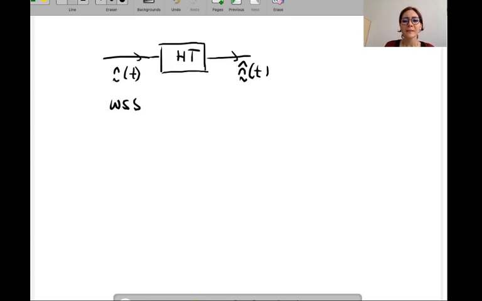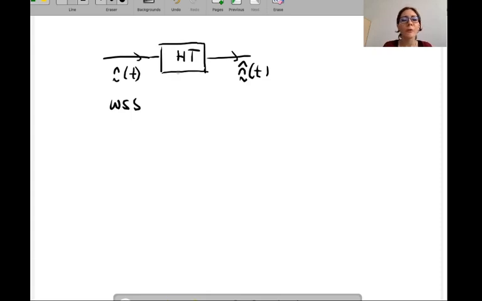So a wide-sense stationary input enters an LTI system. By the way, we will be skipping the rigorous treatment. Well, this is not stable. We showed that if a wide-sense stationary process enters a stable system, the output is wide-sense stationary. But we'll relax that stability requirement here.